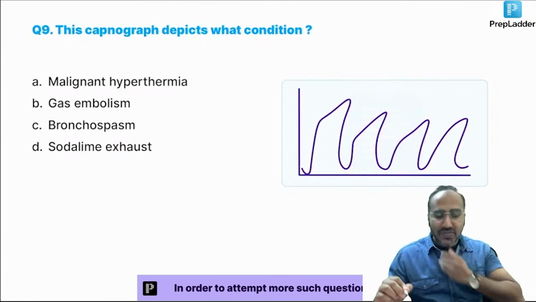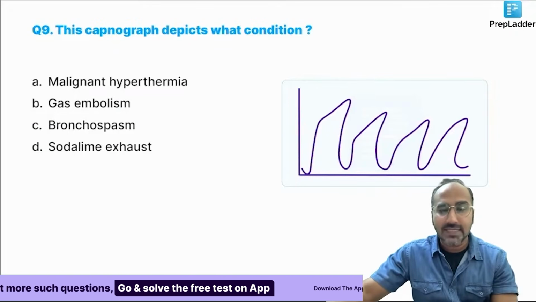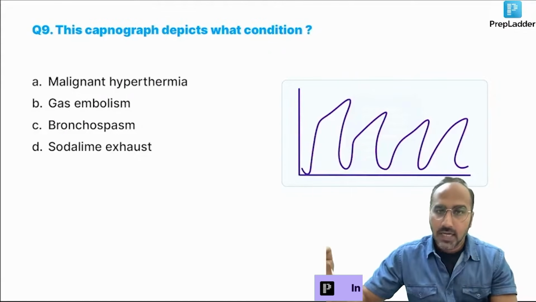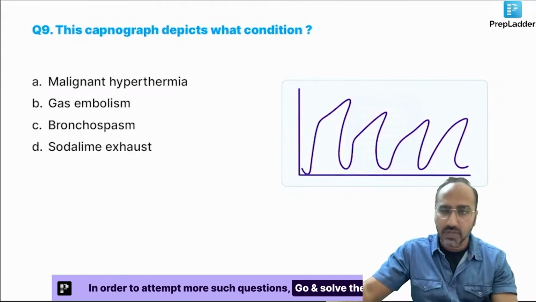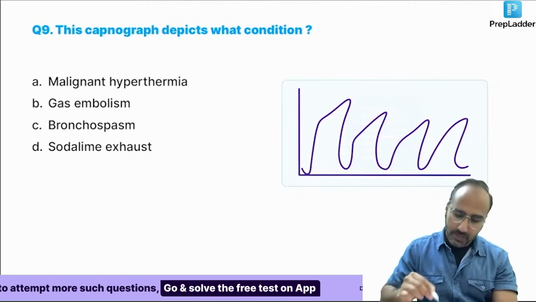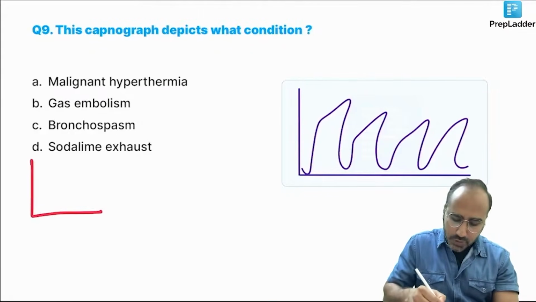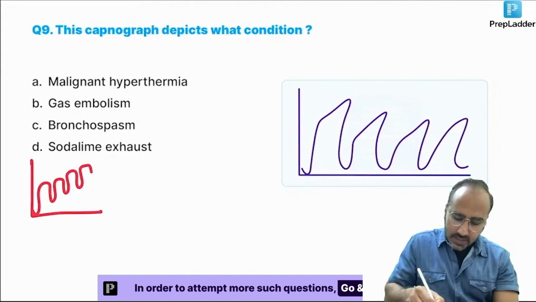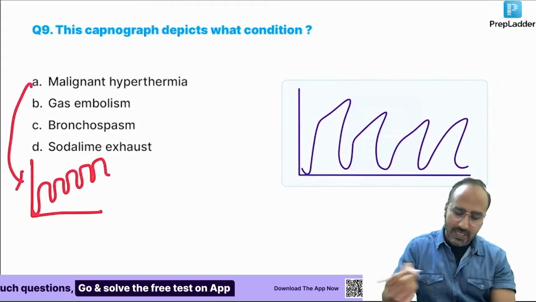Chalo. This capnograph detects what condition? First of all, guys, capnograph is nothing but measuring the exhaled carbon dioxide of the patient. That exhaled carbon dioxide is very useful for many conditions. Okay, malignant hyperthermia. Remember, in malignant hyperthermia, the capnograph that you will see is something like this. Step ladder, it is increasing. So this is malignant hyperthermia.